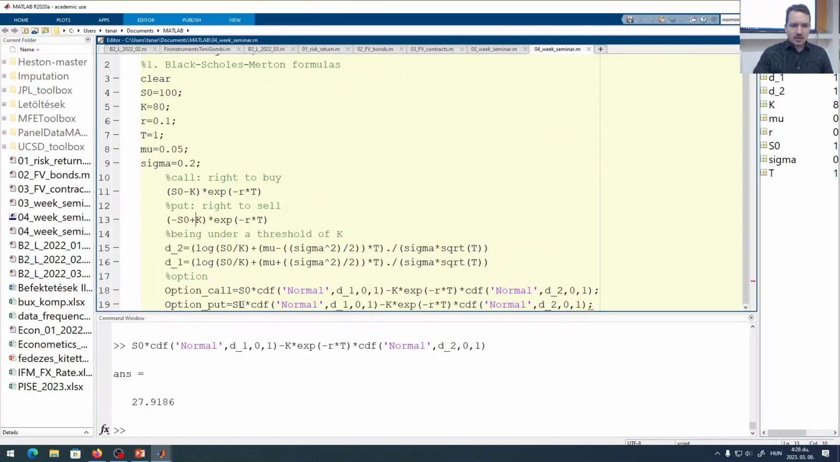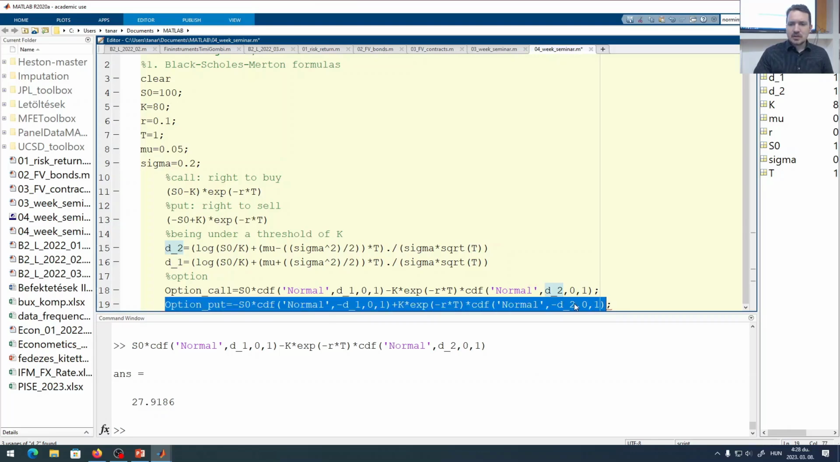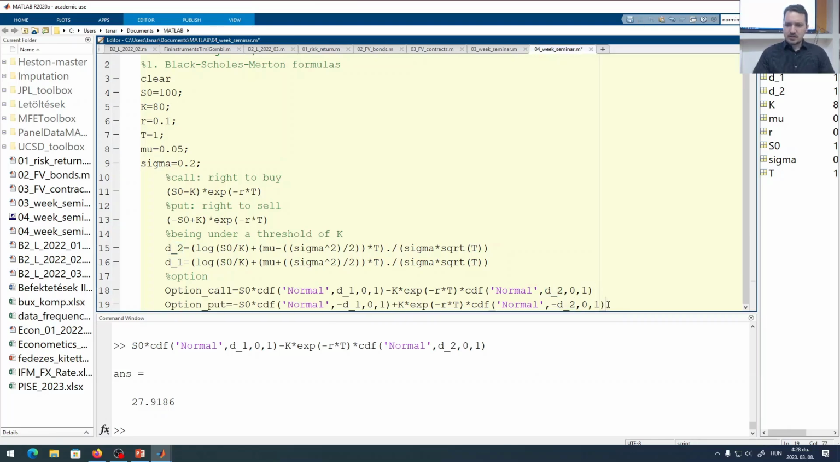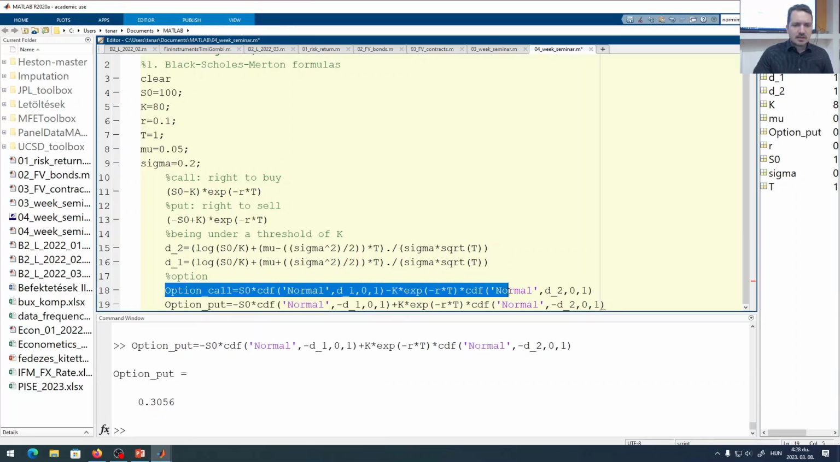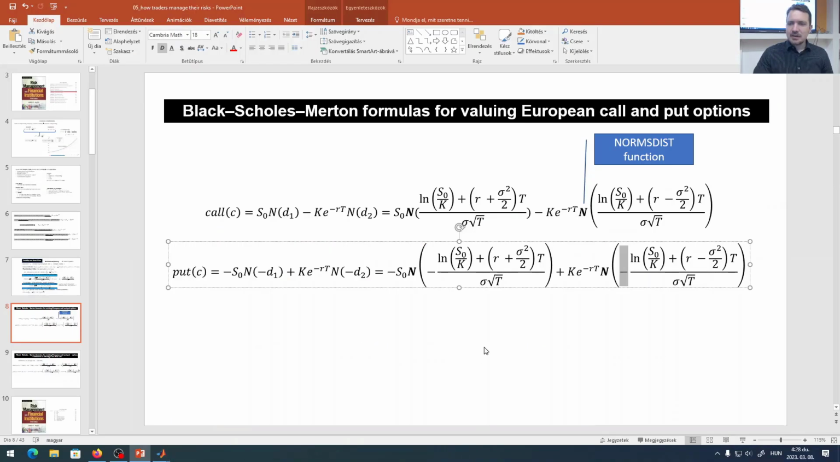So the put changes outside, and also the D1 and the D2 will be also negatives. And we don't need the closure because we would like to see the end results. Yay! And now we created our homemade, handcrafted one.